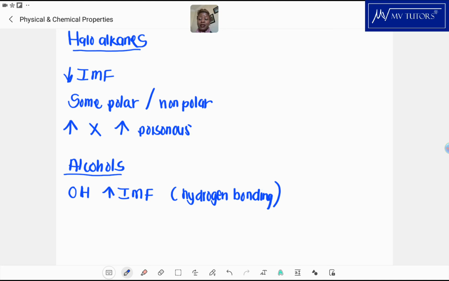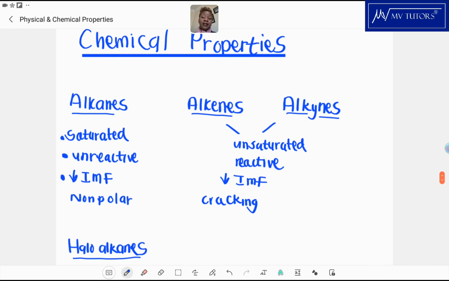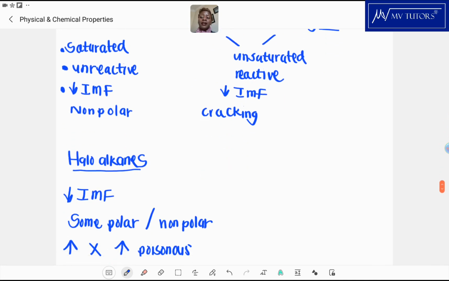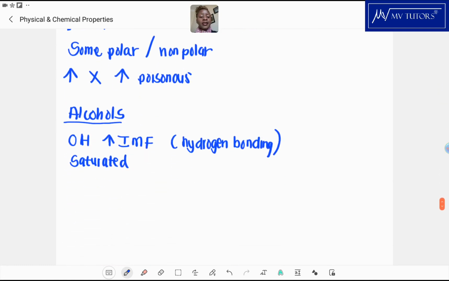Remember, methanol is one carbon with three hydrogens and an OH bond, okay? And then ethanol has two carbons. So that is the one that is responsible for your alcoholic beverages. Okay, and alcohols are saturated. I think the only organic compounds that are not saturated are alkenes and alkynes, but haloalkanes are also saturated, as well as your alcohols.